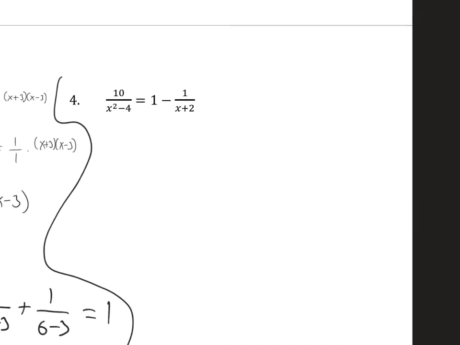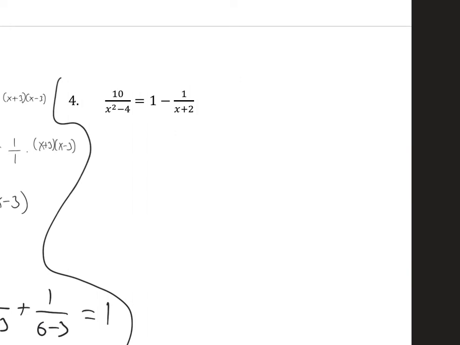Okay, number 4. First things first, we have 10 over x squared minus 4 equals 1 minus x over 1 over x plus 1. Sorry, I butchered that pretty bad. Anything to factor here? Yes, we can factor this part right here. This x squared minus 4 is going to be x plus 2 times x minus 2. So what is our least common denominator here? Our least common denominator is going to be x plus 2 times x minus 2.